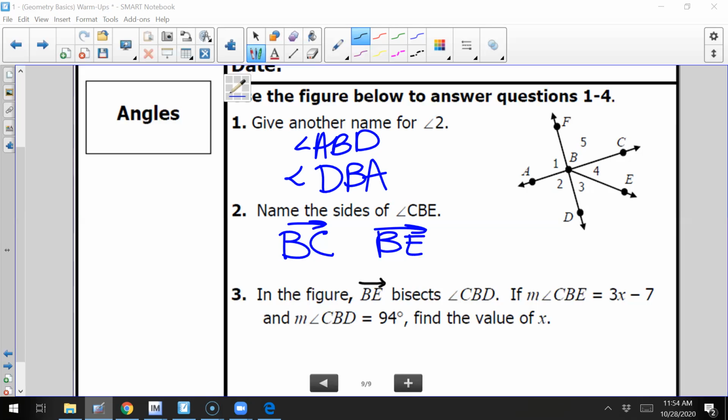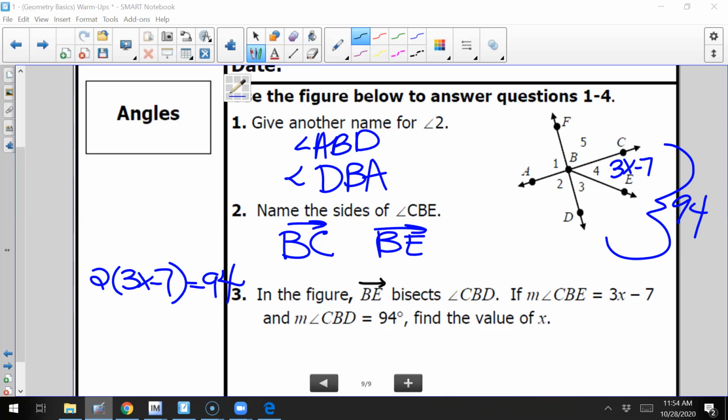Then number 3 says in the figure, ray BE bisects angle CBD. What's bisect mean? Cuts in half. If the measure of CBE is 3x minus 7, and the measure of CBD, that's the whole thing, is 94, what is the value of x? There's a couple ways you could do this. What's one way? That's one way. What's another way?